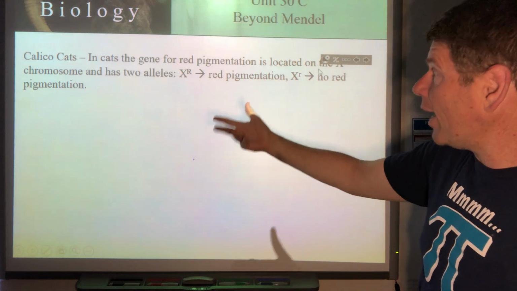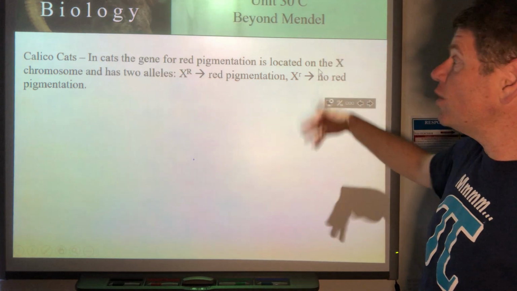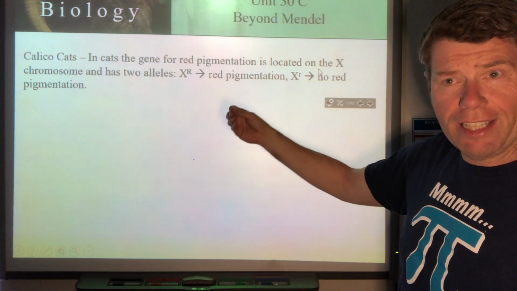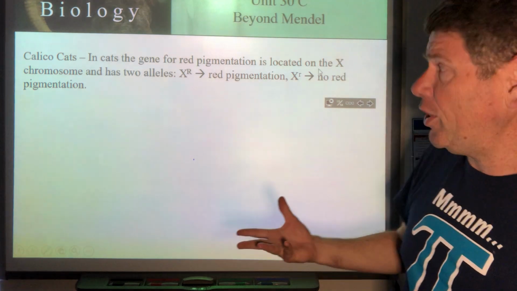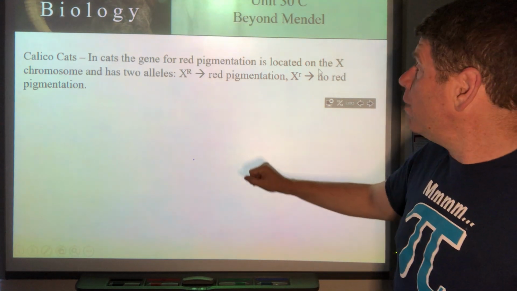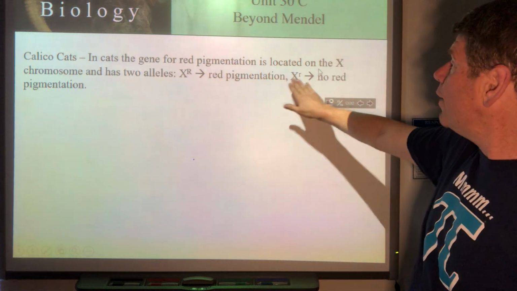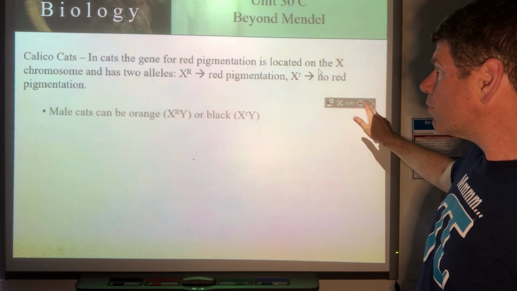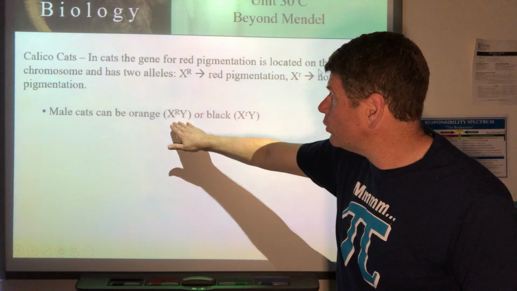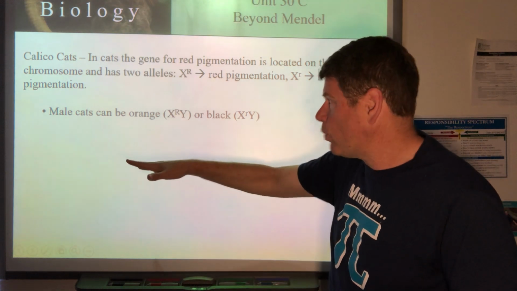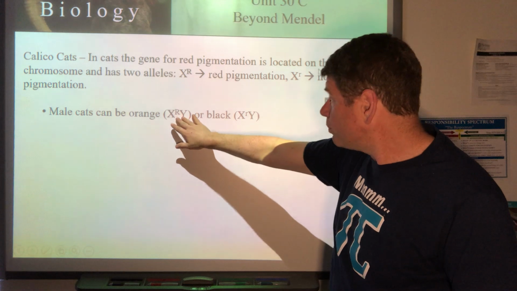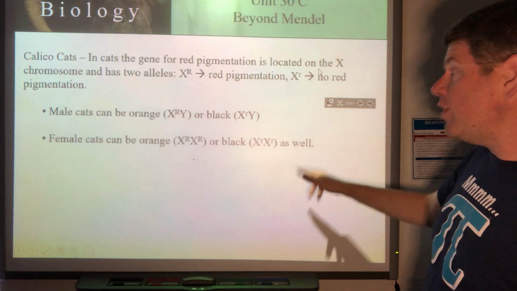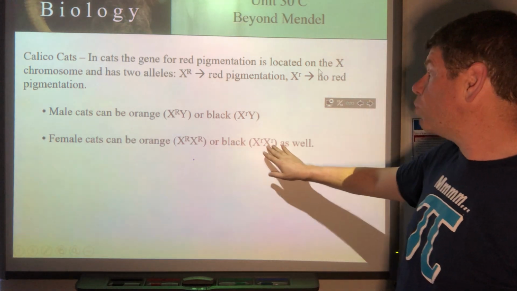So in calico cats, or in cats in general, there's a gene for red pigmentation, and it's on the X chromosome, and it has 2 alleles. Now remember, there are other genes that give color, so it's a polygenic situation. But if we focus on this one sex-linked gene, it may be carrying a dominant R for red. If there's the recessive r, then you wouldn't see that red pigmentation. So male cats, if we looked at these genotypes, can be orange/red. It's not really bright red, it's more of an orangey color. Or black, right? If they have that recessive and you don't see that red color. Female cats can be orange or black as well.